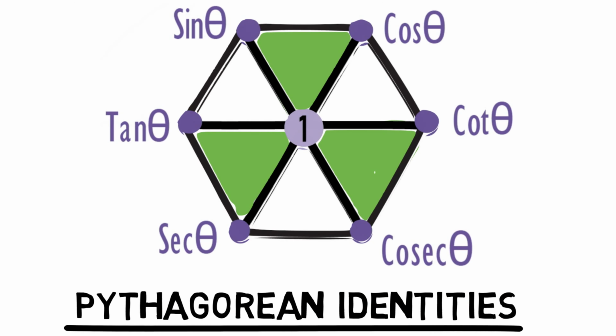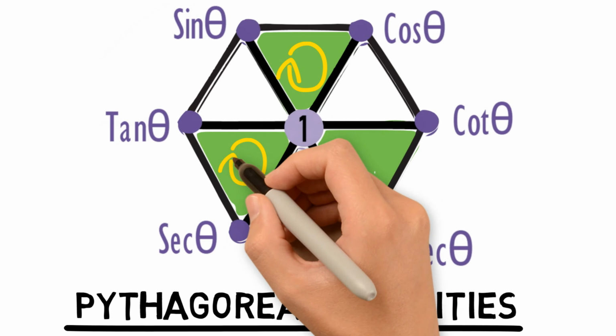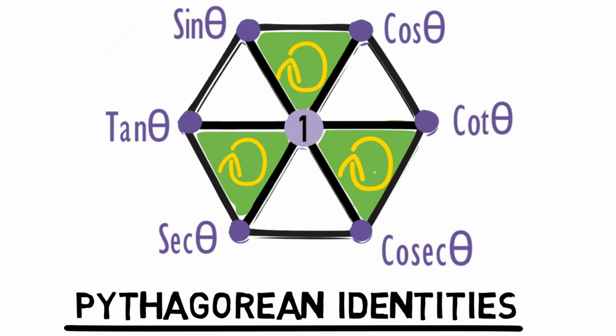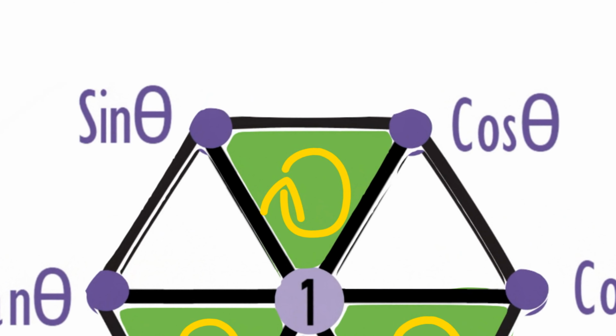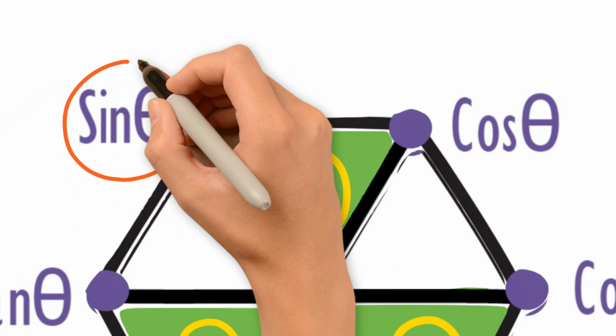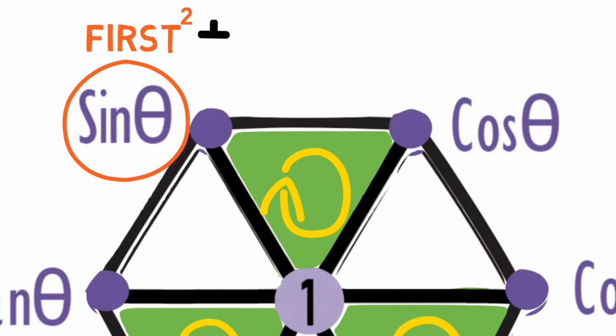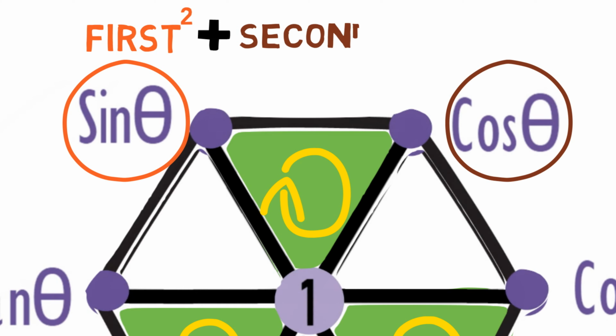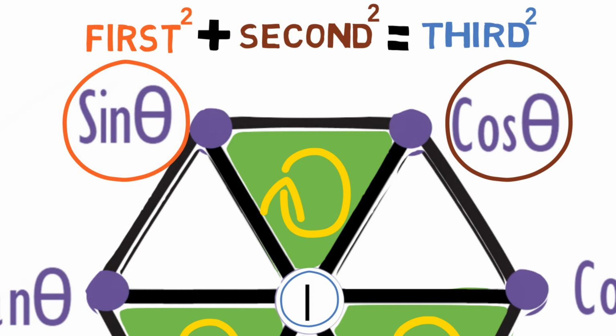Check out these three triangles. In each triangle, if we start a clockwise circle from the top left corner, we get the identity in the following form. Square of the first function plus square of the second function equals square of the third function.